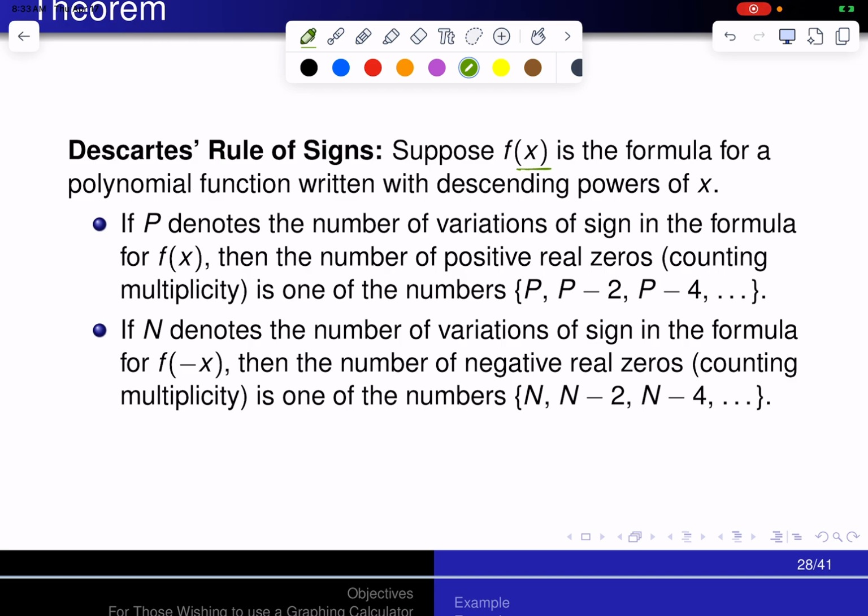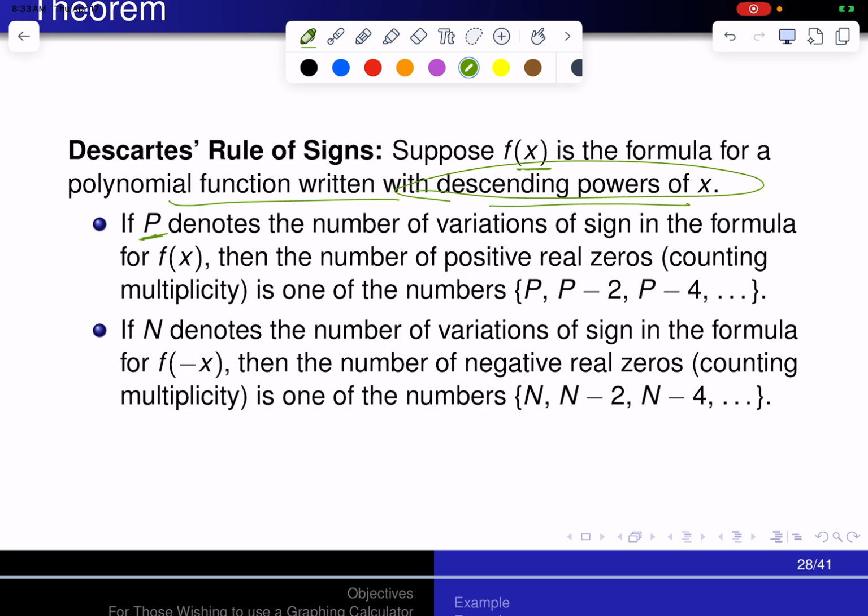Suppose f of x is the formula for a polynomial function written in descending order of x. Okay, we've got 8 minutes. This is not super hard. Descartes' rule of signs is the third and final method. We have the Cauchy bound, we have the rational zero theorem, and now Descartes' rule of signs. Let P, capital P, denote the number of sign variations. Capital P is going to represent positive. Everybody, what's capital P represent? Positive. For Descartes' rule of signs, capital P is positive.